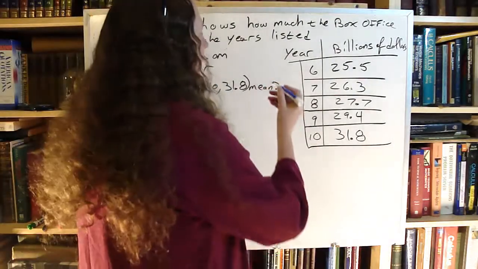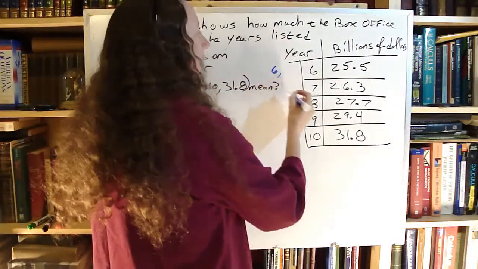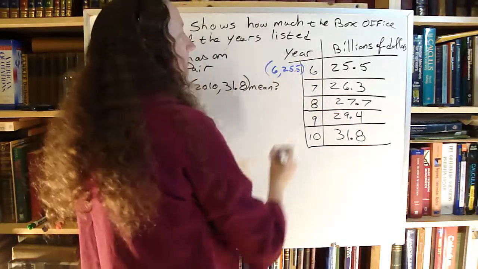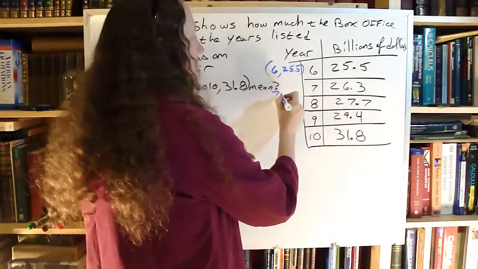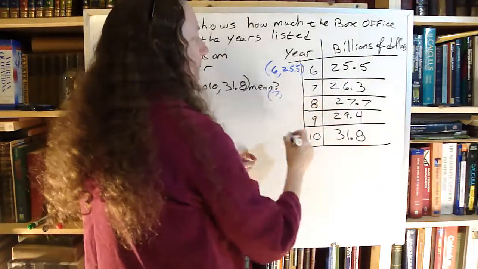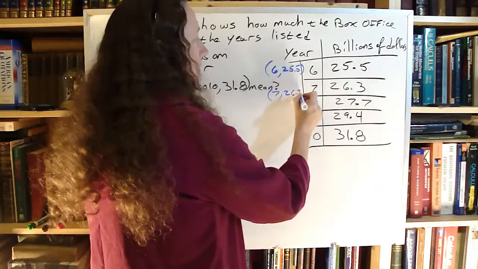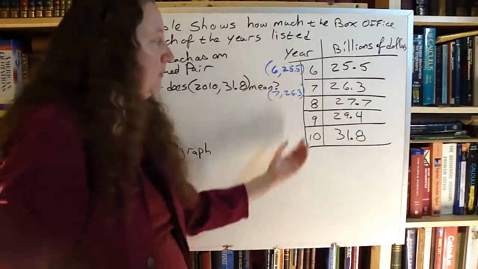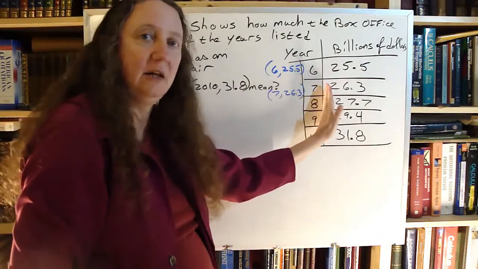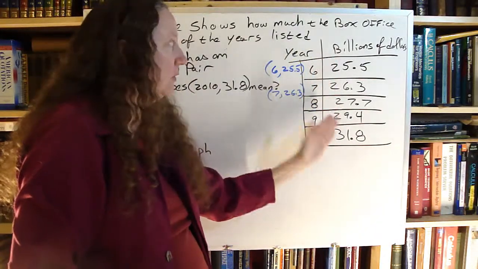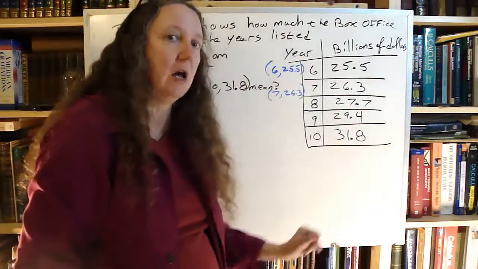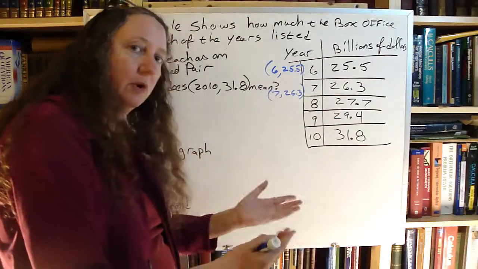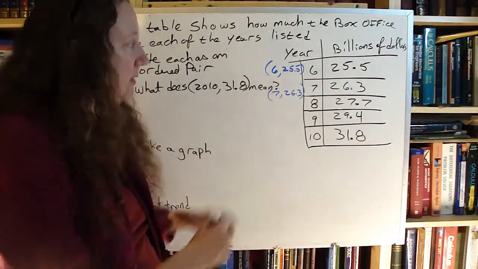So this becomes 6, 25.5. 7, 26.3. So the pattern here is where you have that line, that bar separating your year from your billions of dollars, you replace that with a comma, and you put your parentheses around the set of numbers.